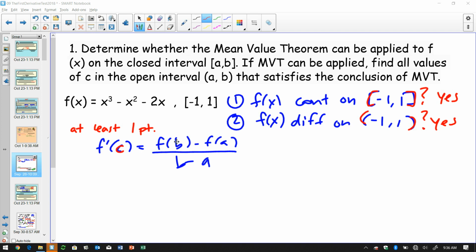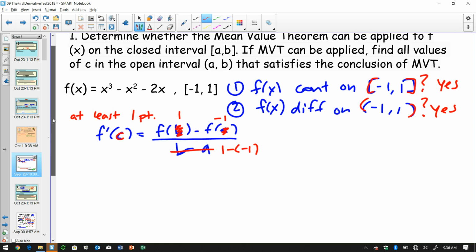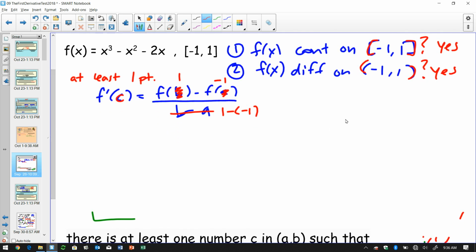What is my B in this problem? 1. Okay, what's my A in this problem? -1. Is everybody good with that? So this B minus A here is 1 minus -1. You guys okay with the minus? You're good? Okay. So then what you're going to do is you're going to go to the side of your paper and you're going to figure out what is f of 1. Okay, because that's what I'm trying to plug in. What is f of 1?